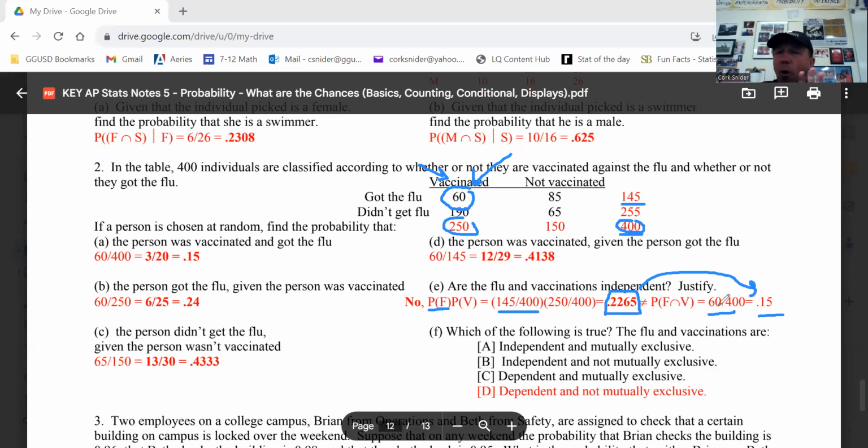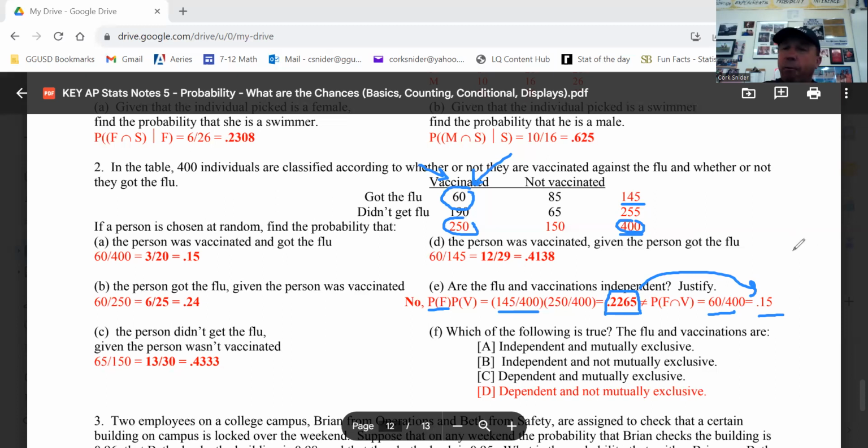If those numbers are relatively close, you could say they are more or less independent, but they're not close. That is a major reduction. It's about a 33% reduction, something like that. And that is definitely an indicator of not independence, that there's an influence. And you better hope that vaccinations and the flu are not independent, because then why get them?